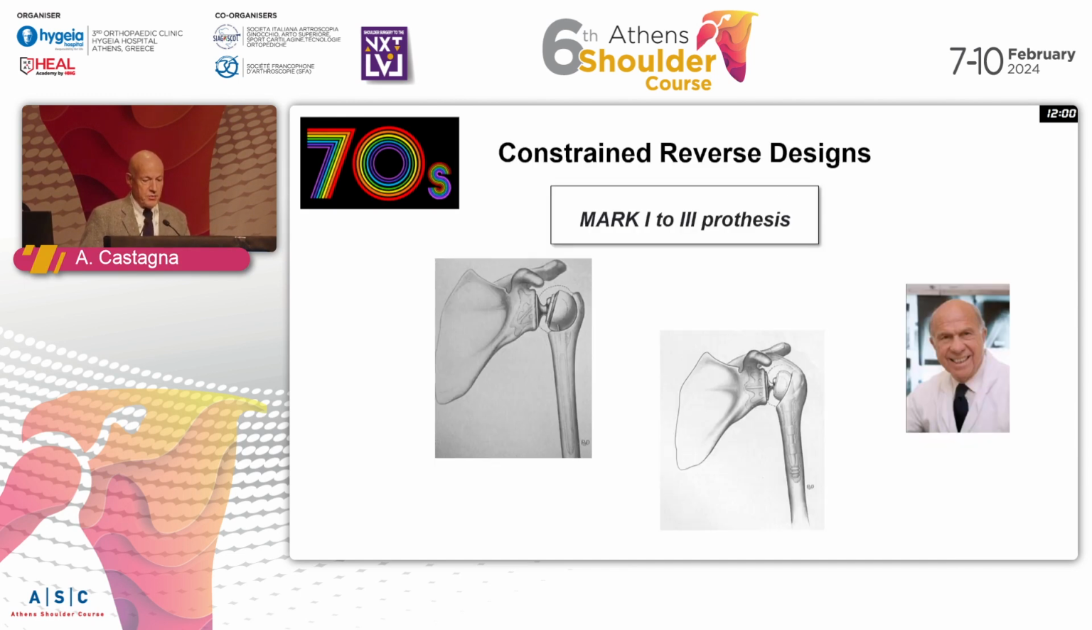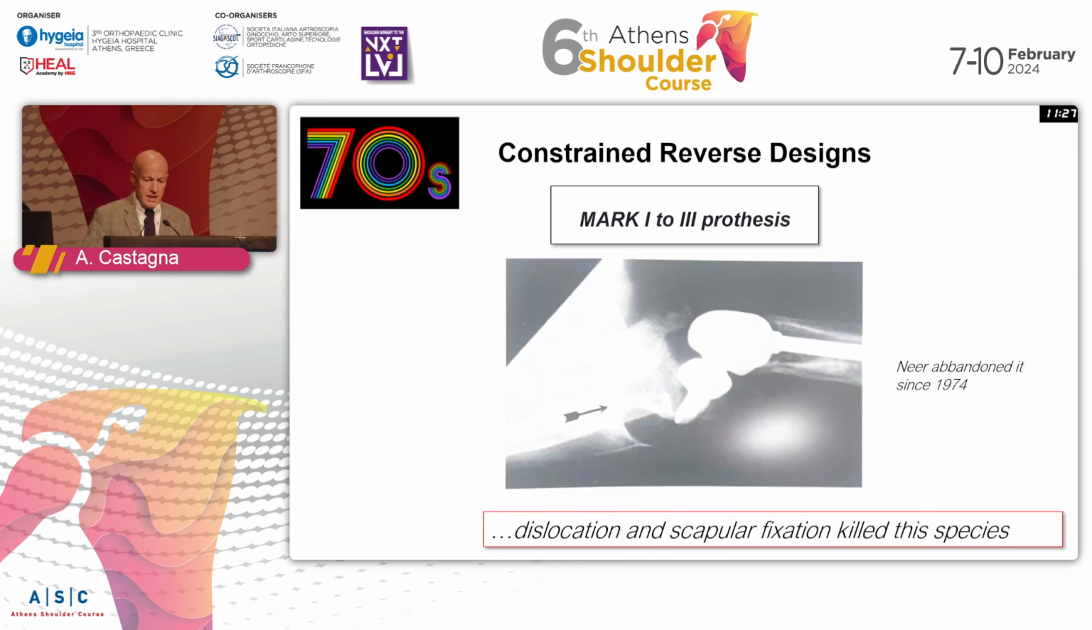And the same happened with Charlie, of course a genius in his field, and very few of you remember this Mark 1, 2, and 3 prosthesis. You see that the Mark 1 and the Mark 3 in this case had significant differences because Charlie was trying to solve the problem of the mobilization and the mobility of the arm. And the Mark 3, this is the bottom right picture, has even a turning stem. So it was a dual mobility implant at that time. Still, it was failing. And Charlie abandoned this in 1974 because of dislocation and scapular fixation was not strong enough, killing also this species.